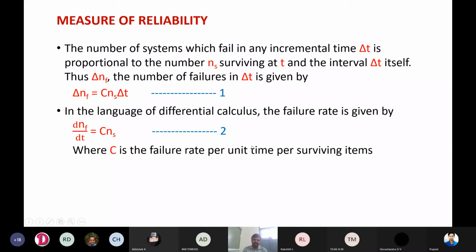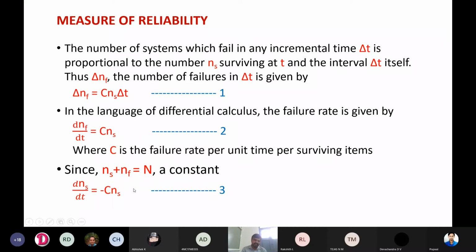C is the failure rate per unit time per surviving item, and NS is the number of survivors. If we add the number of survivors and the number of failures, that will be equal to the total number of products. As in the previous example, if there are 100 units of a product manufactured by a company and the number of failures is 10, then obviously the number of survivors will be 90. If you add 90 plus 10, you get the total number of products, that is 100. That's why you can write NS plus NF is equal to N.